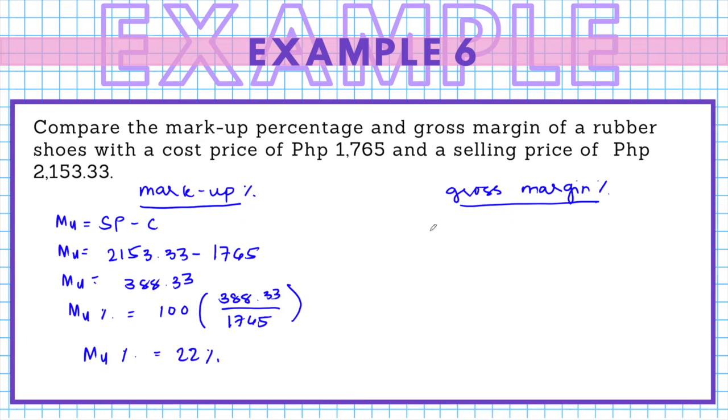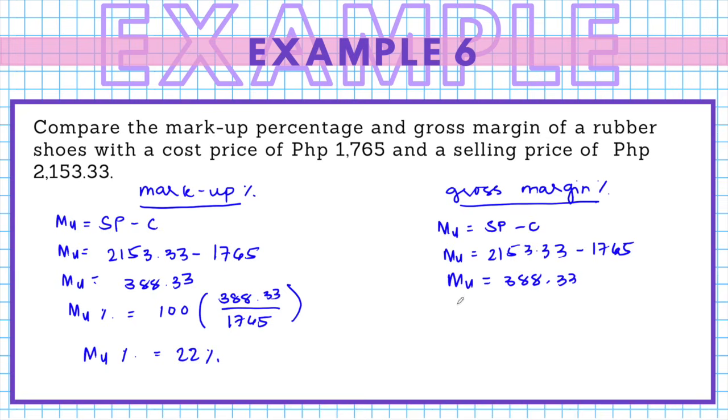Now, if we are talking about the gross margin, we still need our markup amount. And we can determine that by the selling price minus the cost, which we know to be 2,153.33 minus 1,765. And simplifying this, we know that the markup is 388.33. So as you can notice, it is the same markup, but it differs in our gross margin.